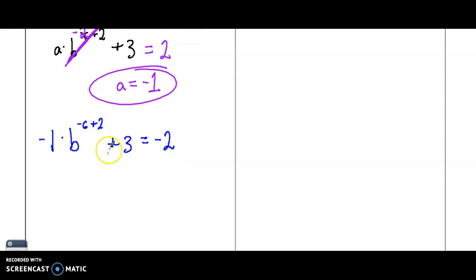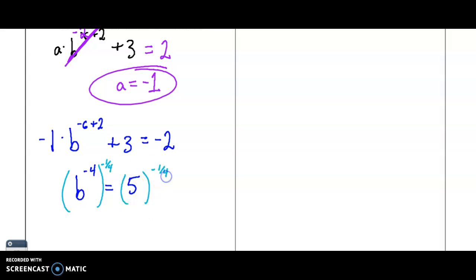So from here, I would do some simplification. Negative 6 plus 2 is negative 4. And then over here, I would subtract 3 over and divide by negative 1. So negative 2 minus 3 is negative 5, divided by negative 1 to make it positive 5. And then I can solve this by doing the negative 1/4 power.